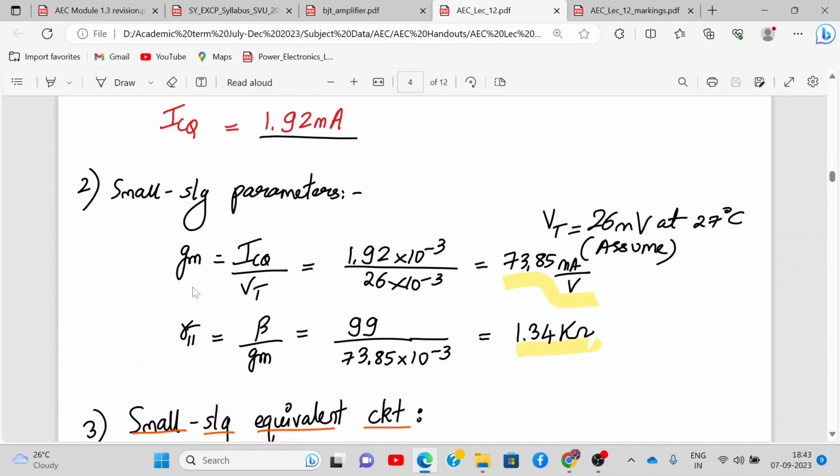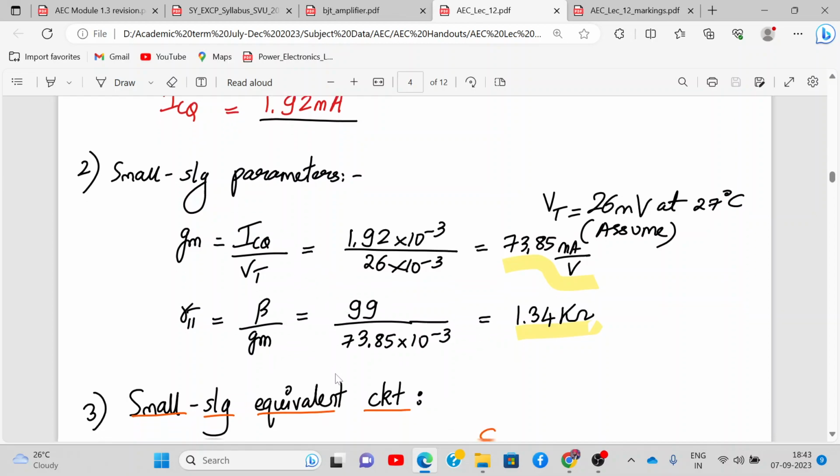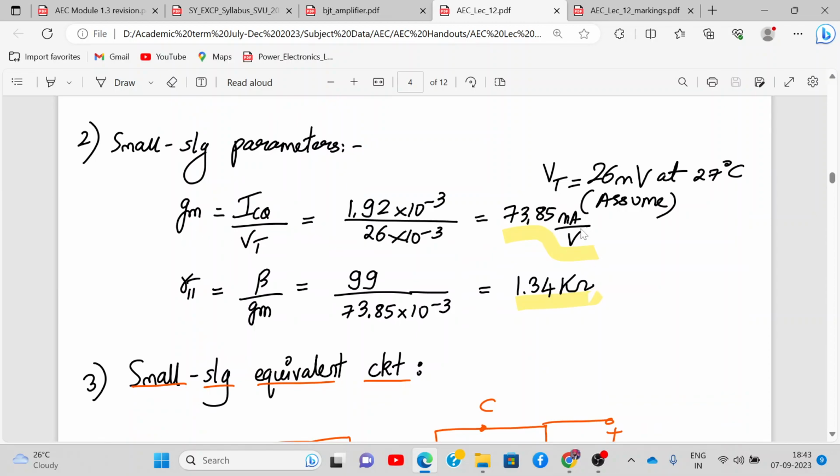Then calculate the small signal parameters gm and rπ. I've seen students forgetting the formulas for gm and rπ. So please remember the formulas of gm, rπ, ro. Don't forget that in the exam. If you forget that, everything else will be wrong. So gm you will always keep in milliampere per volt and rπ will be in ohms.